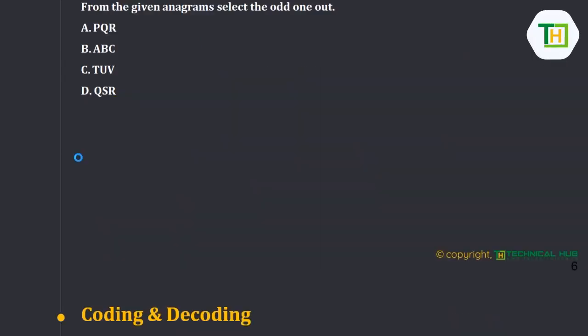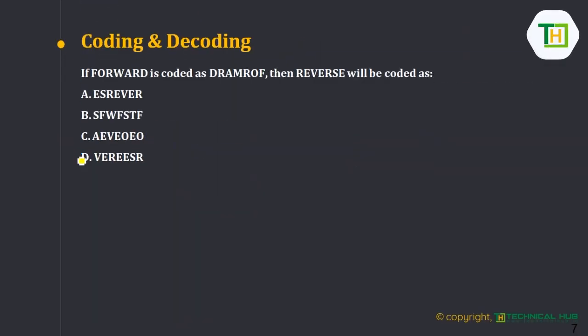So moving on to the next question, from coding and decoding. Forward is coded as DRAMROF. If you observe this clearly, what I have written as DRA is nothing but the reverse start, so they started from the back side. DRA and ROF, so DRA ROF.